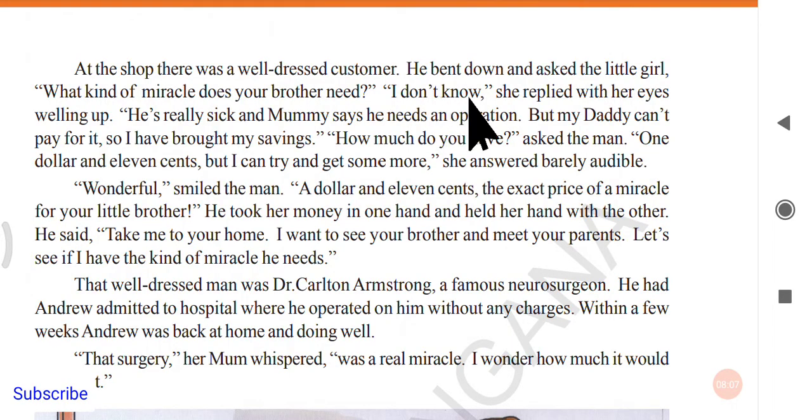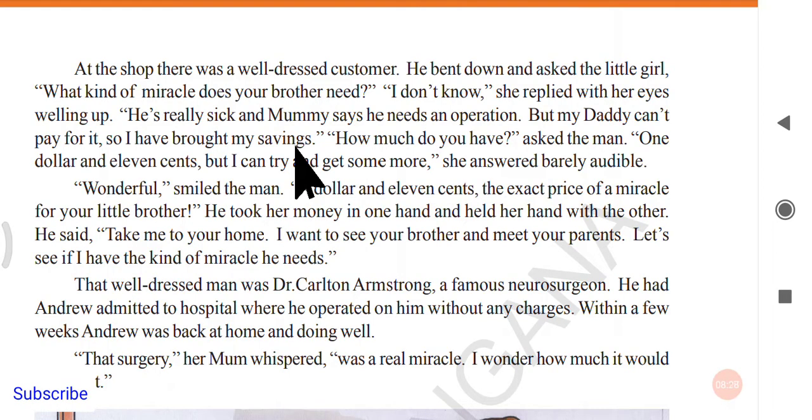So she said, I don't know, she replied with her eyes welling up. Eyes welling up in the sense she doesn't know what type of miracle or what type of sickness her brother has. He is really sick, and mommy says he needs an operation, but my daddy can't pay for it. So I have brought my savings.